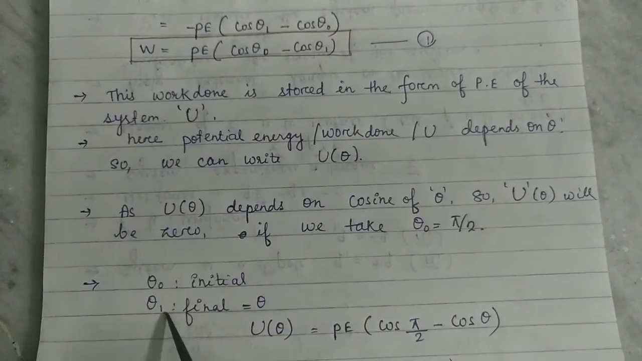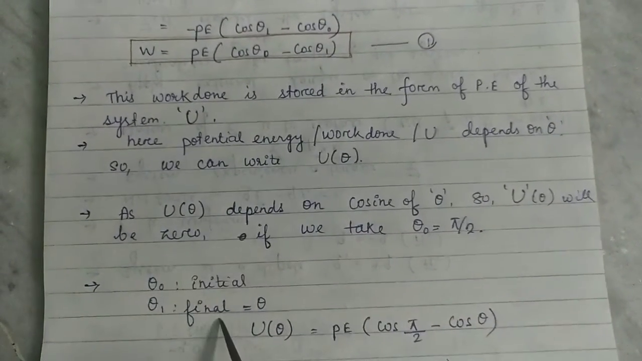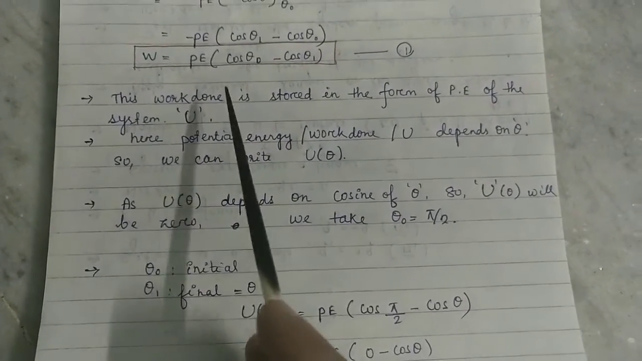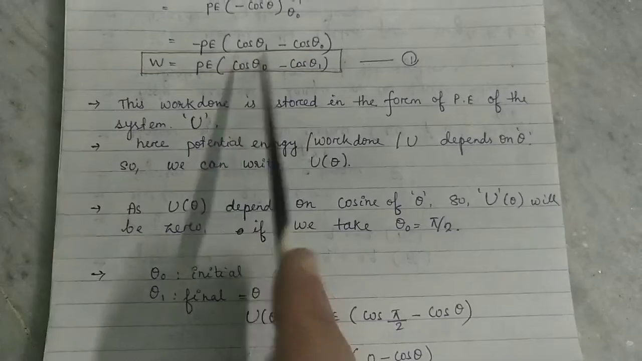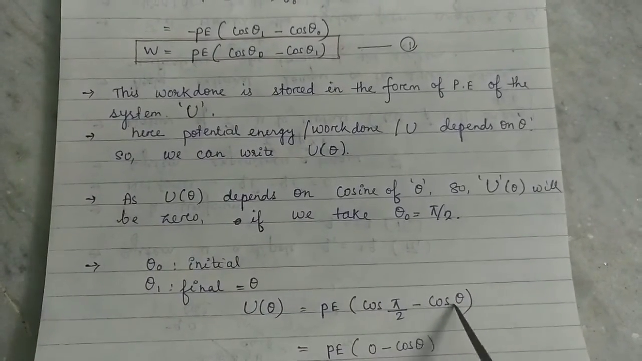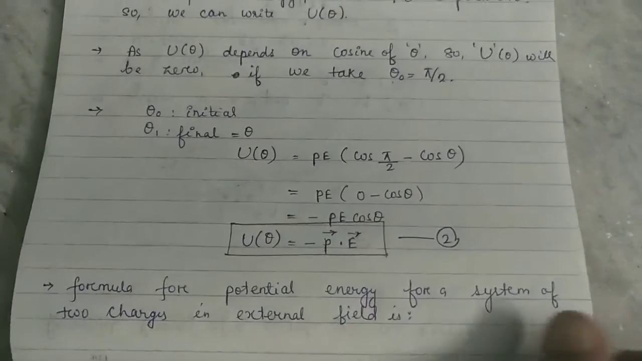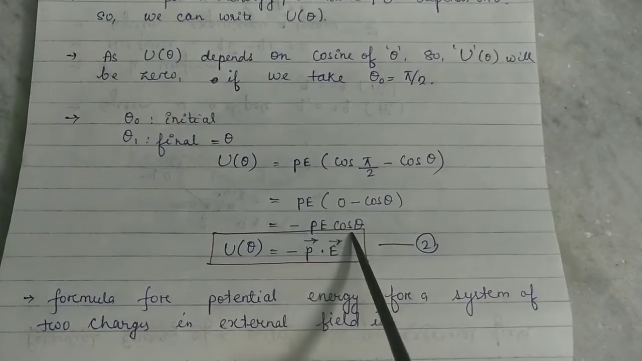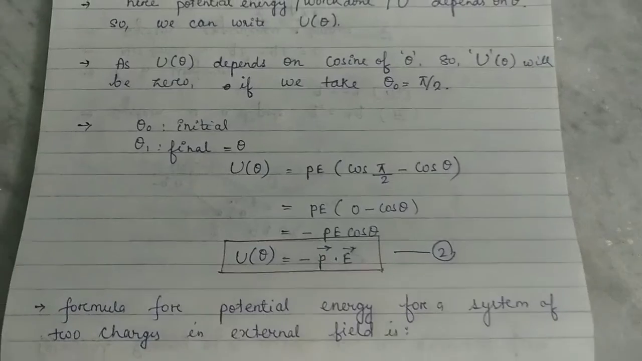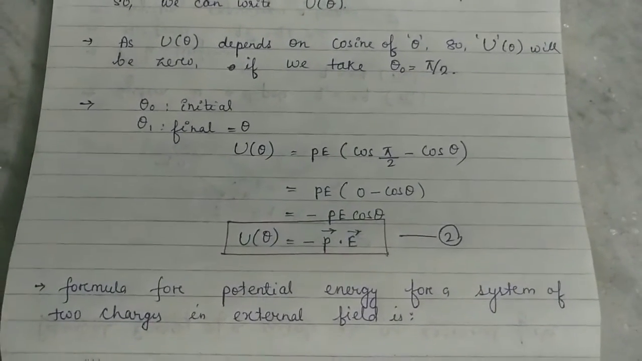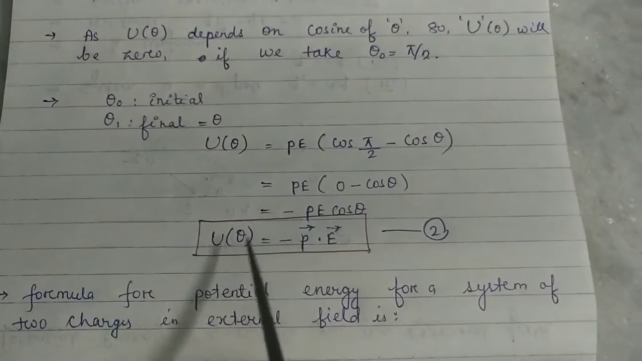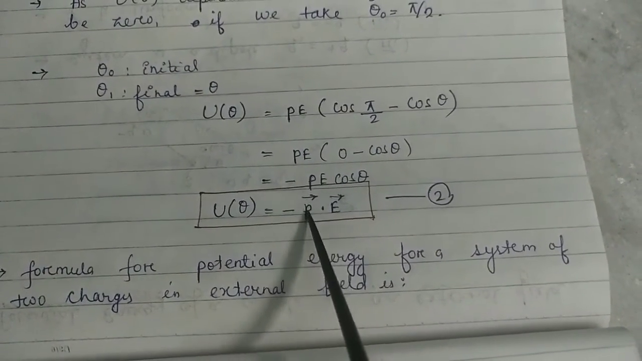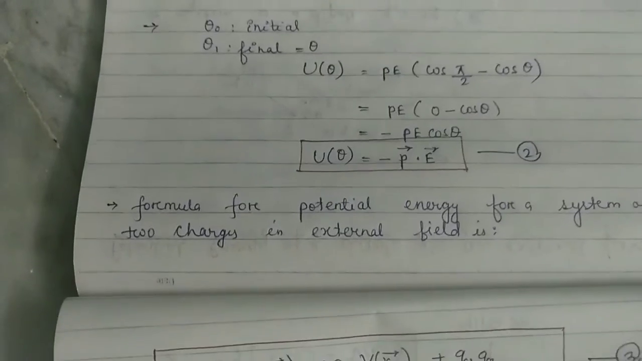Theta 0 is the initial and theta 1 is the final position, and for the final position we have taken the angle to be theta. So we get U of theta equals PE times cos pi by 2 minus cos theta, putting it in equation number 1. Cos pi by 2 is 0, so it is minus PE cos theta, and we know that PE cos theta is the dot product of two vectors, P and E. So we can write U as a function of theta equals minus of P vector dot E vector. Let it be equation number 2.